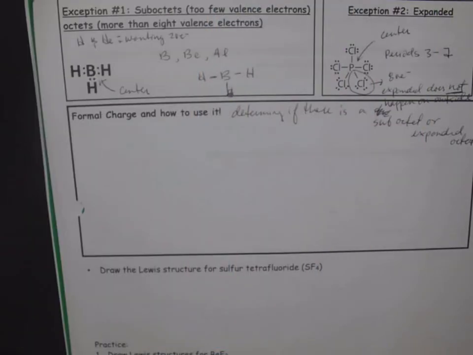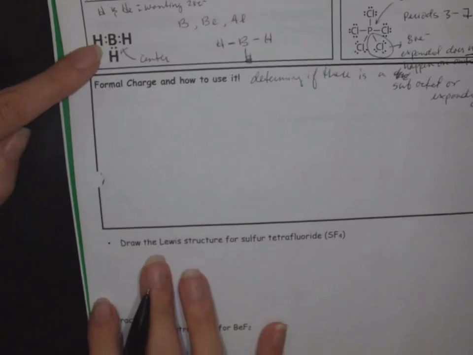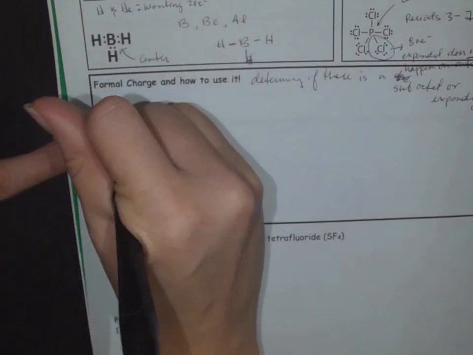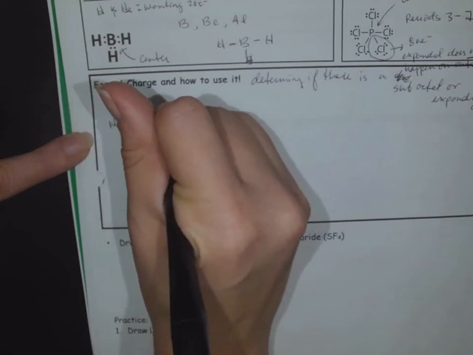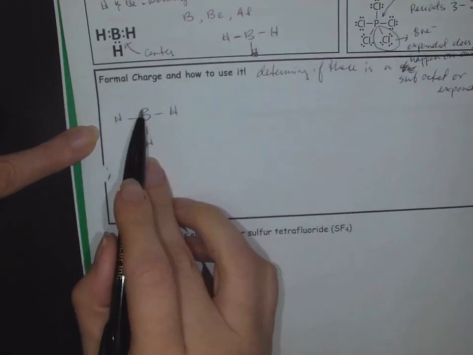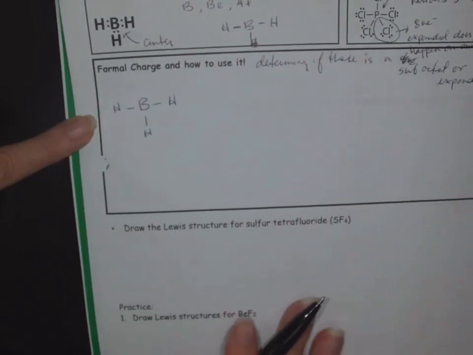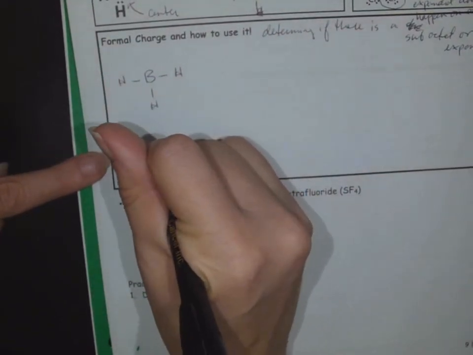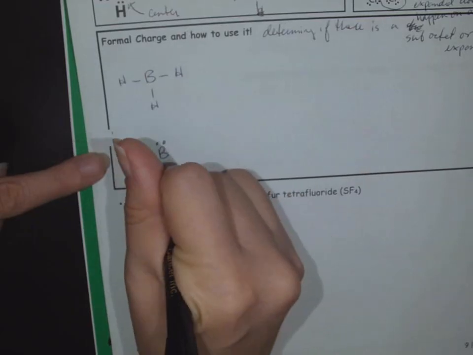Okay. So here is an example of a suboctet. We had boron, and it was bonded to hydrogens. And we can see that boron only has 2, 4, 6. Well, I'm going to change this. What if we gave it a lone pair so that it was actually obeying the octet rule?